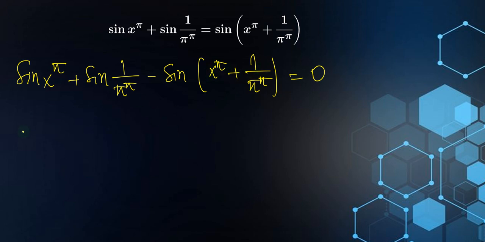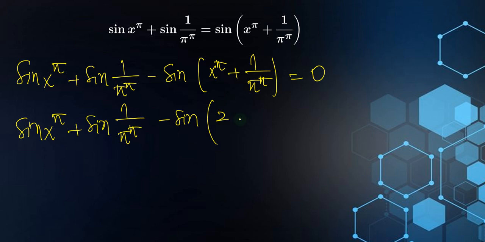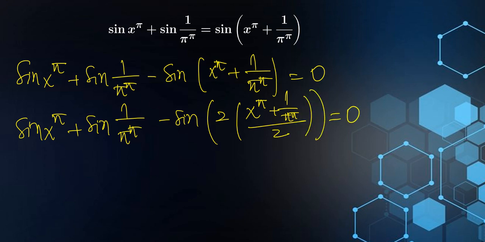Okay, so now I'm going to multiply this one inside the brackets by 2 and divide by 2. I'm going to keep this 2 here, so this is sine of x to the pi plus sine of 1 over pi to the pi, and then minus, I'm going to say, 2 times sine of (x to the pi plus 1 over pi to the pi), all divided by 2, close brackets, equals 0.